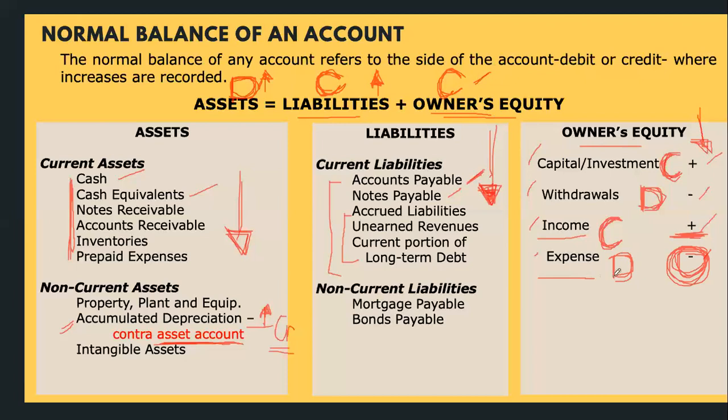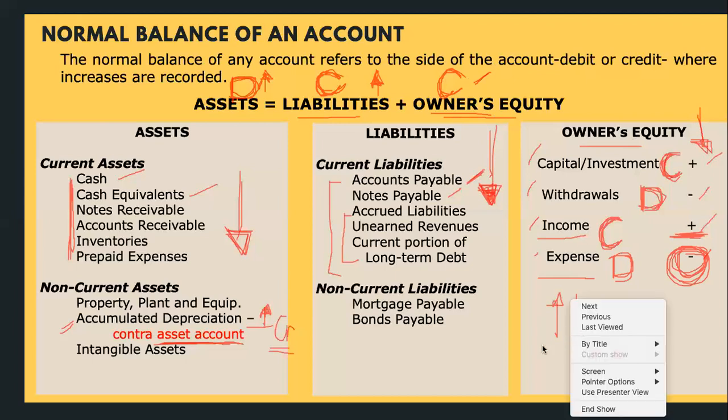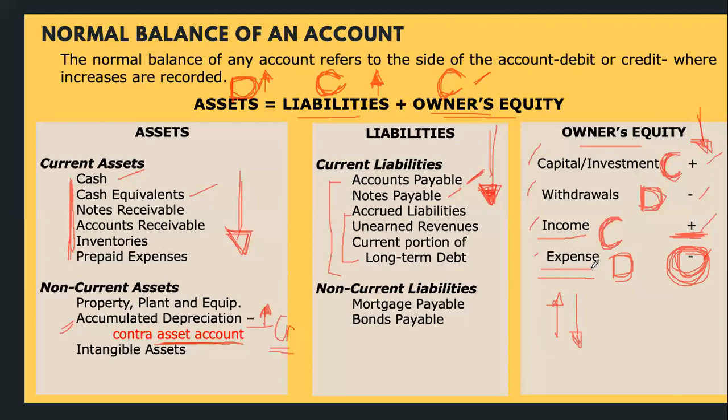So, if we debit an expense account, it will increase the balance of expense, but it will decrease the balance of owner's equity. Take note of this, right? If we debit an expense account, since the normal balance of expense is debit, it will increase the expense account, but it will decrease the owner's equity account.